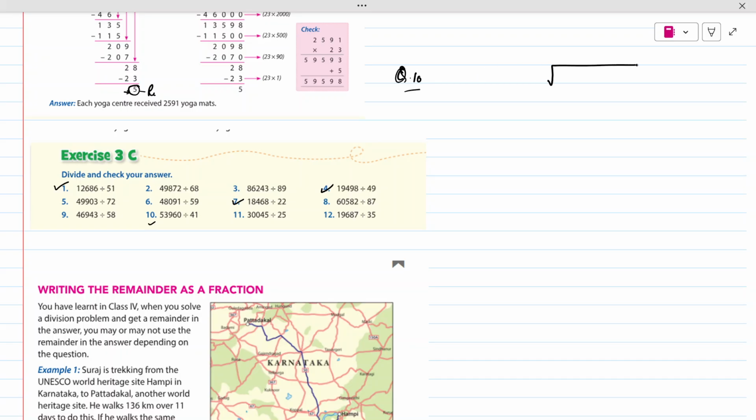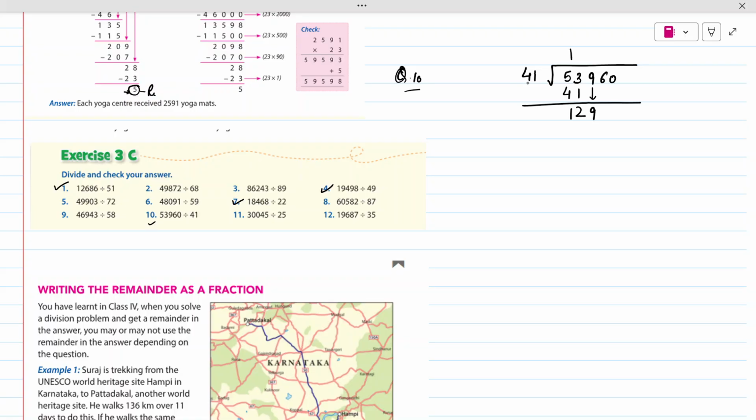Here we have to divide 53,960 by 41. So 41 is less than this, so we can directly take this. We'll have 1 here and 41. 3 minus 1 is 2, 5 minus 4 is 1, and then take 9 down.